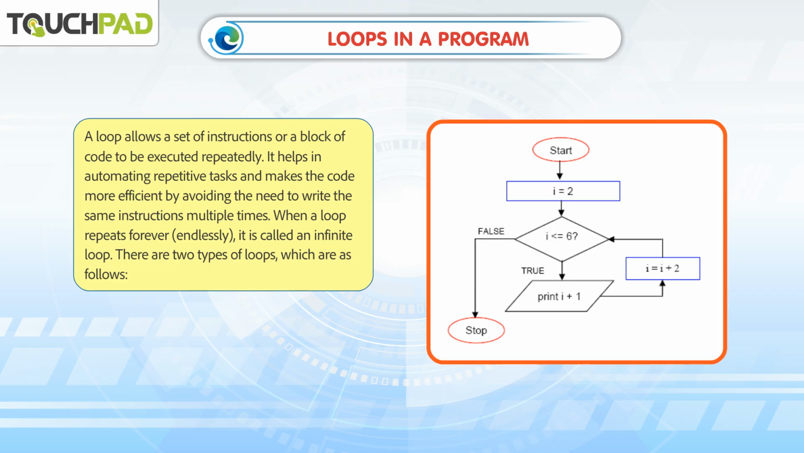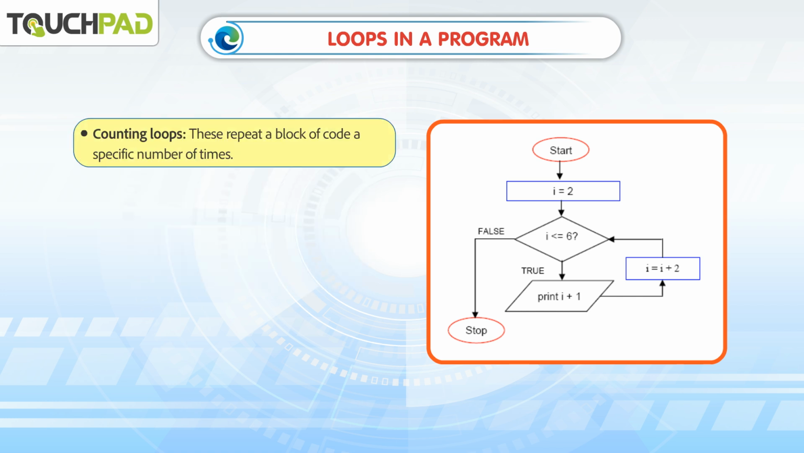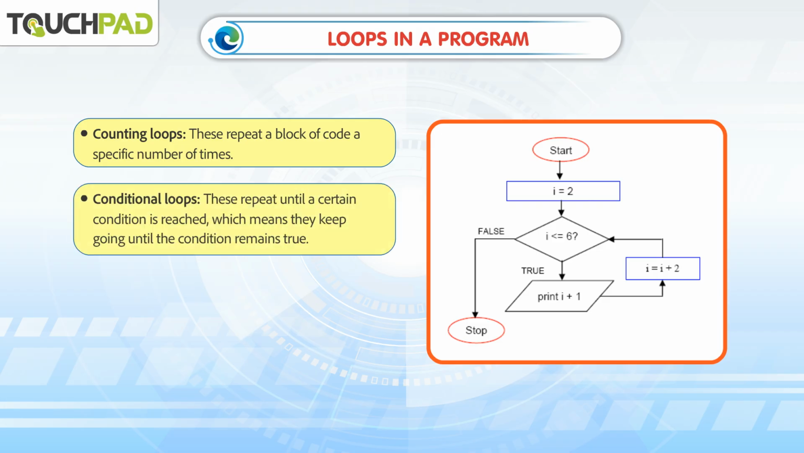There are two types of loops, which are as follows. Counting loops. These repeat a block of code a specific number of times. Conditional loops. These repeat until a certain condition is reached, which means they keep going as long as the condition remains true.